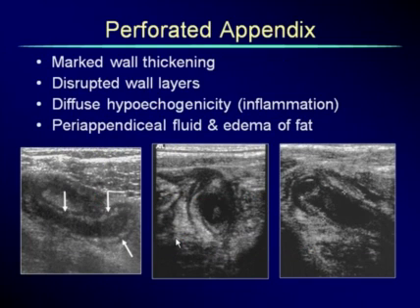Now, when this appendix goes on to a more complicated state, when it perforates, we have additional findings. We will see interruptions within the wall, disrupted wall continuity. We'll see marked thickening of the wall. The appendix gets a lot thicker, over 13 millimeters. They can accumulate much more fluid. There are layers of edema around them. There is increased echogenicity of surrounding fat.